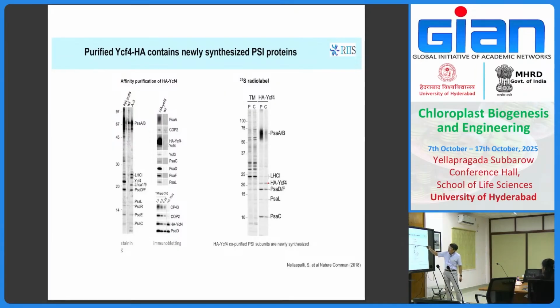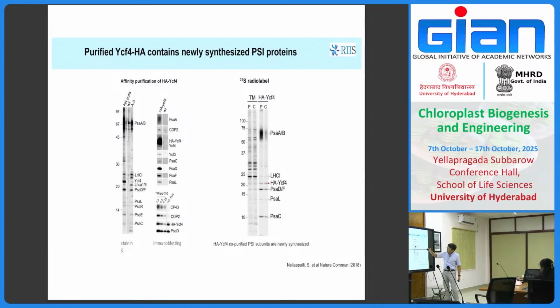This wild type is a negative control. So we use wild type, and almost no protein was recovered, indicating that in this positive HA-YCF4 the polypeptide recovered is very specific. Okay, so if you look at this polypeptide, this is a PS1 reaction center here, diffuse band.